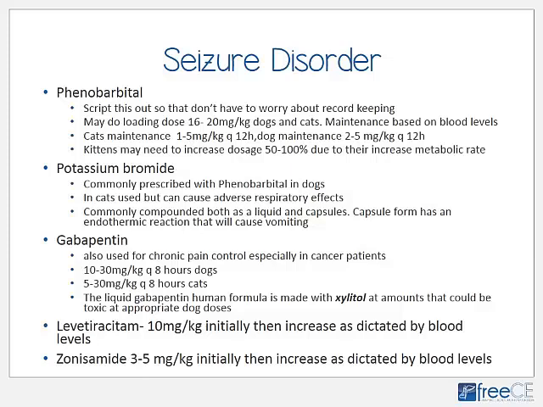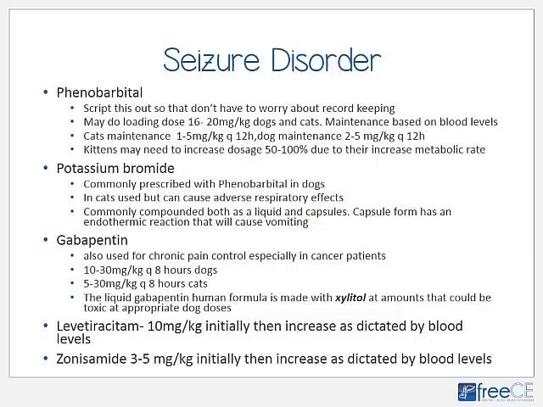Seizures are common in veterinary medicine. Both dogs and cats have seizure disorders, and for both species, phenobarbital is the medication of choice. You will see prescriptions for this medication a lot, in part because many veterinary hospitals don't want the hassle of the record keeping beyond what is in the medical record. For dogs as well as cats, veterinarians may do a loading dose of 16 to 20 milligrams per kilogram.